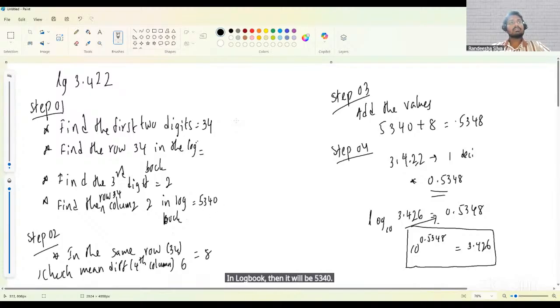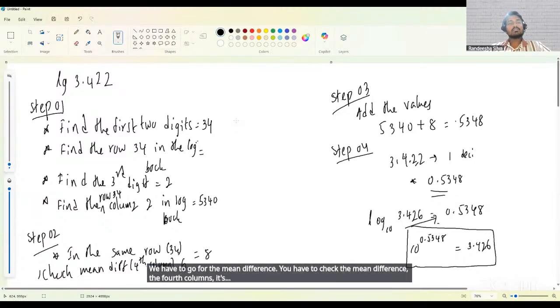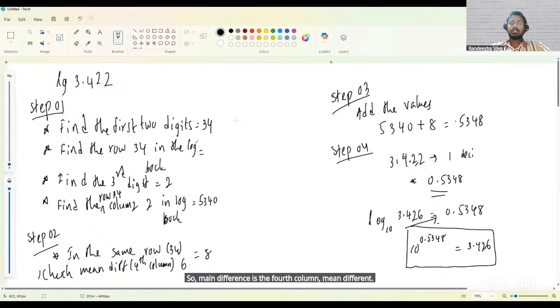The second step is, in the same row, which means the 34th row, we have to go for the mean difference. You have to check the mean difference. The mean difference is in the fourth column, the sixth one, which means 8. Then you have to add the values together, keeping the decimal points in the value. So the answer will be like this.